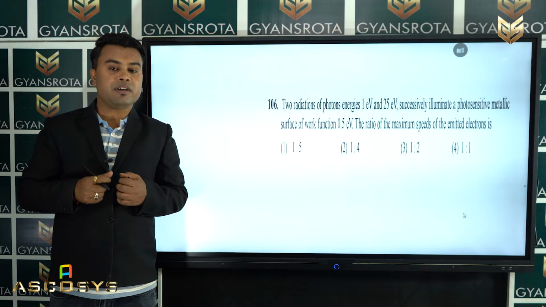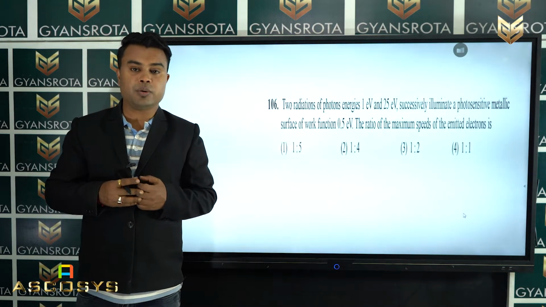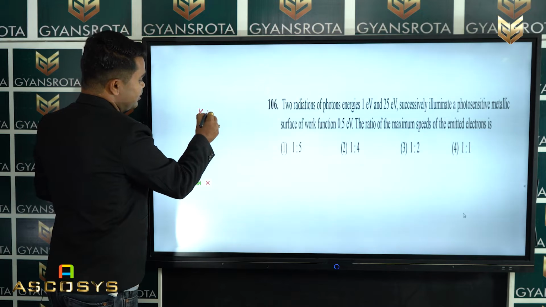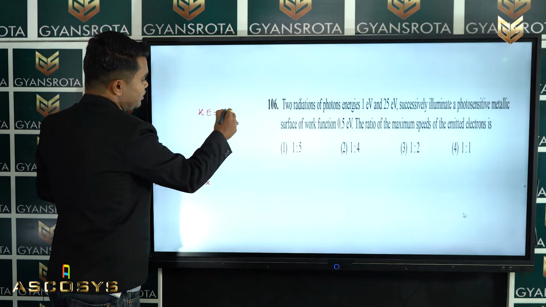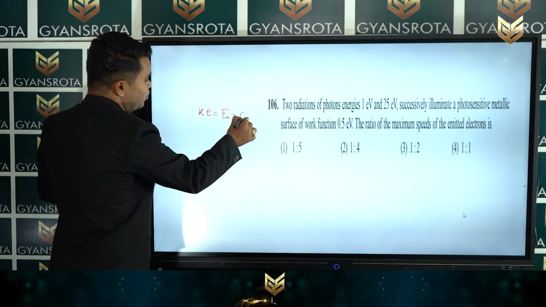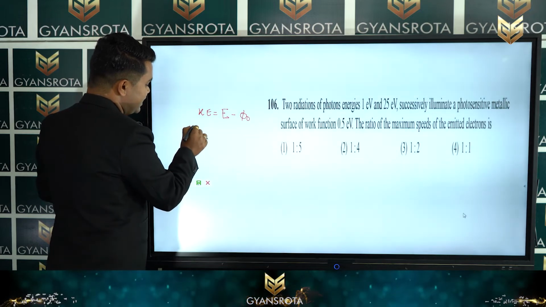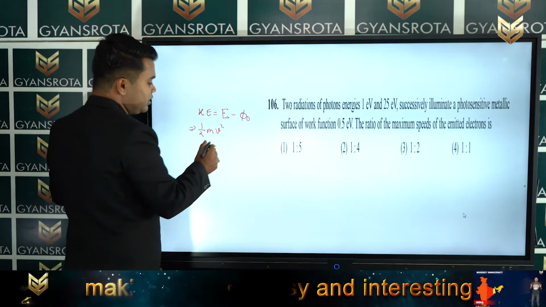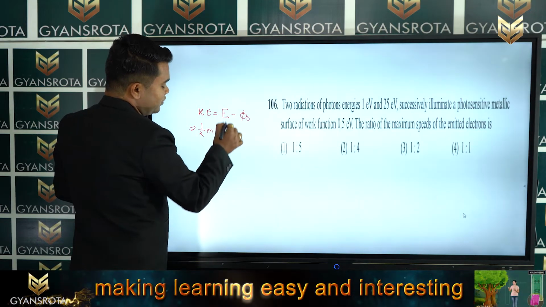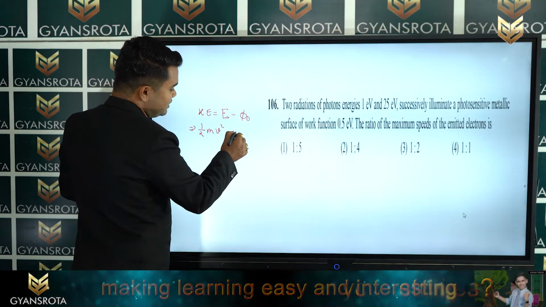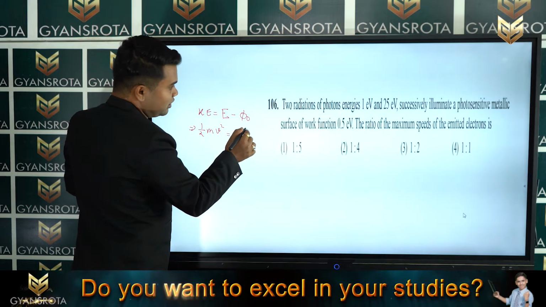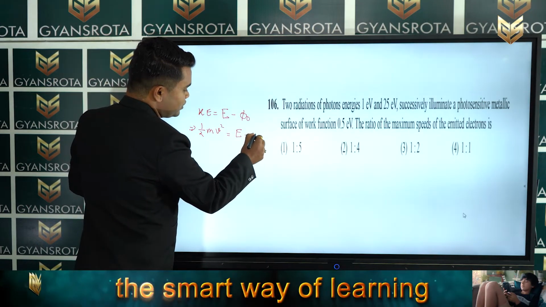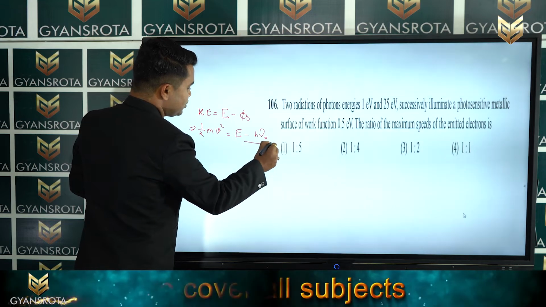For that, you have to use the concept of the chapter dual nature of radiation and matter, which says that kinetic energy is equal to the energy of the photon minus the work function. Now kinetic energy can be written as half m v square, that is v max square, is equal to the photon's energy, which is given to us, that is 1 electron volt, minus h nu naught. Put it as equation number 1.